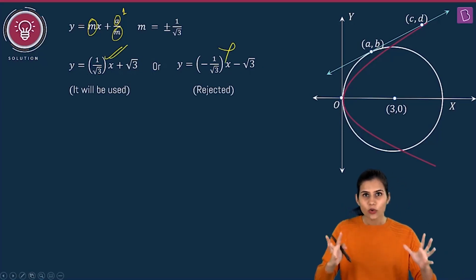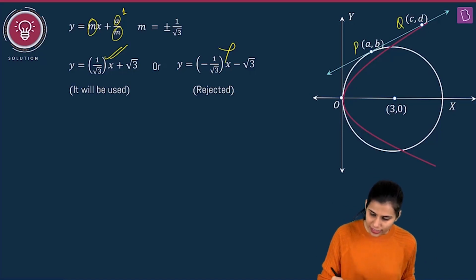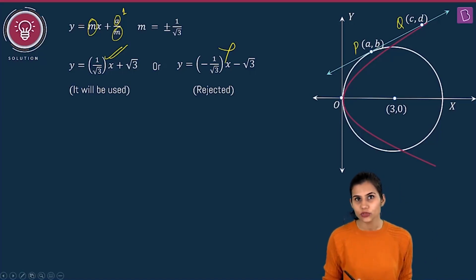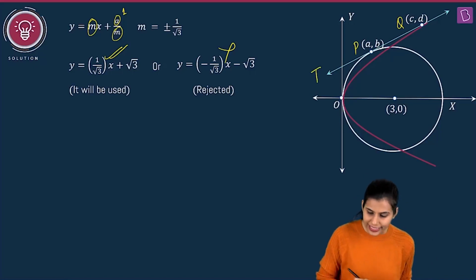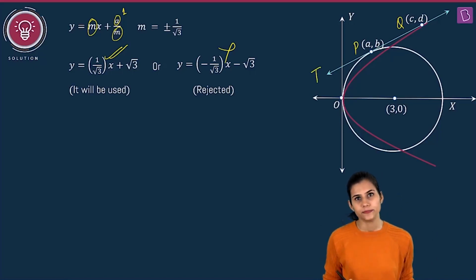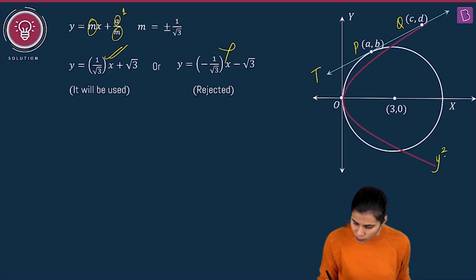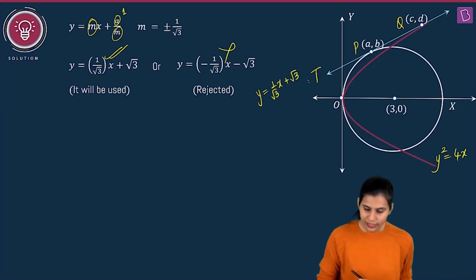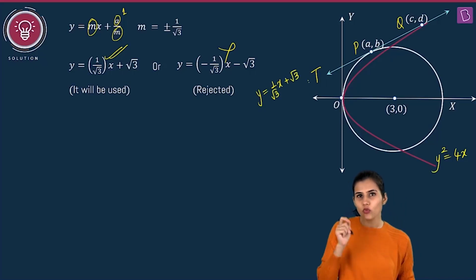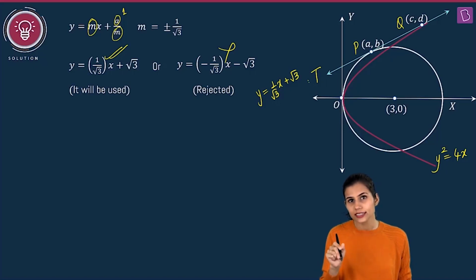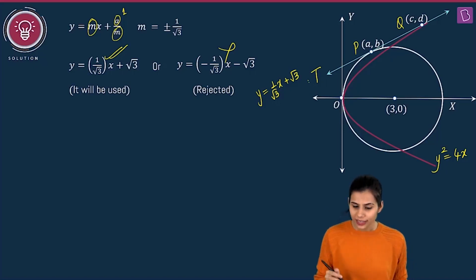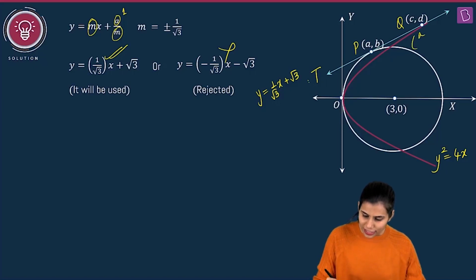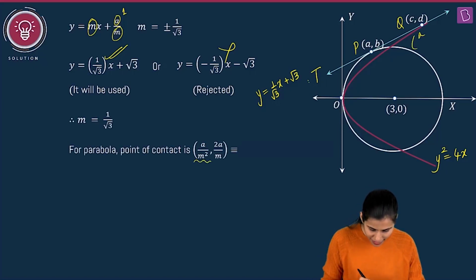Got it? So now understand the picture, okay? (c, d), that is point Q, is the point of tangency of the line T with the parabola. And what is the parabola? y square equals 4x. And what is the equation of line T? y equals 1 by root 3 x plus root 3. I know as a matter of fact that the coordinates of the point of tangency for such a parabola happen to be what? They happen to be a by m square, comma 2a by m.